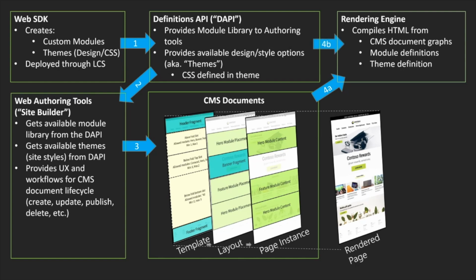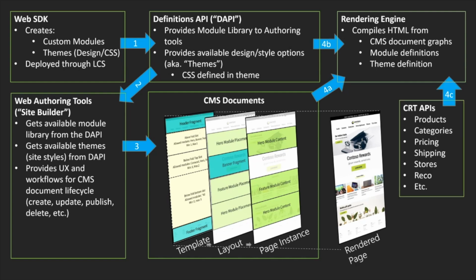It's also reading the same module definitions from that definitions API, and it's getting all of the information from the commerce runtime or back office for your products, categories, pricing, shipping, stores, etc. All of that's coming in from those omni-channel CRT endpoints, and the render engine, when the request comes in, is then compiling all of that into your rendered page. So I think with that, we've given a good conceptual overview of the main page model documents that you're going to need to create and manage your site.